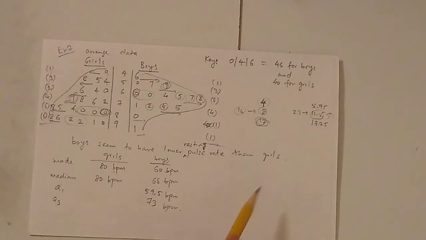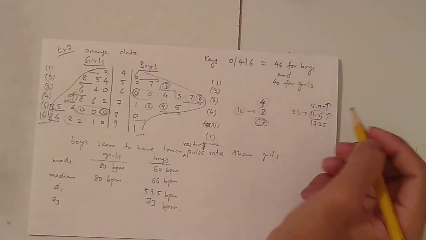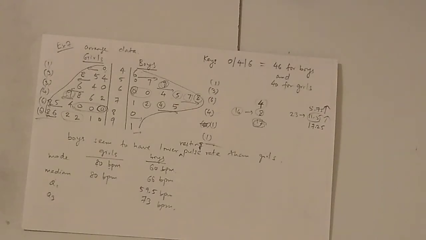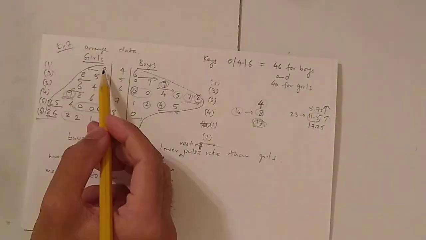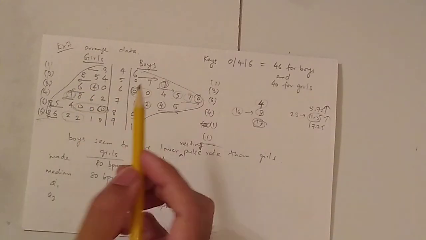For the girls, for the lower quartile we need 5.75. Again, it's not a whole number, so round it up. We need the 6th value. So we have 1, 4, 5 and 6. So this is the 6th value. That's going to be 64 bits per minute.